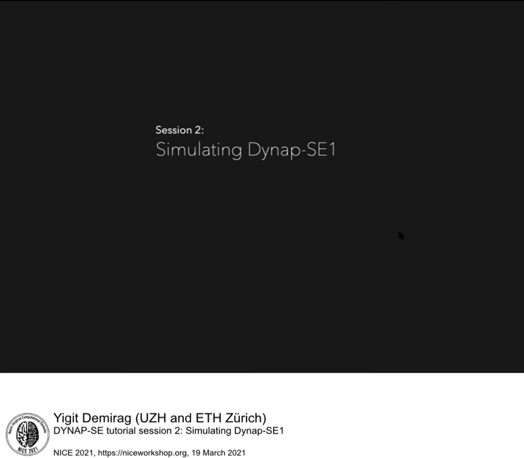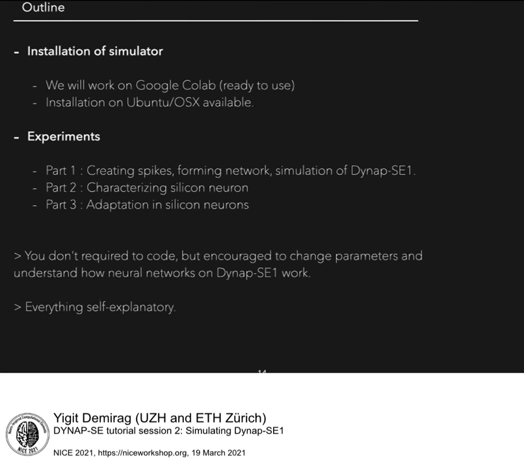In the second part, from now on, we are going to use the simulator of Dynapse C1. For the installation of the simulator, you don't have to install anything. Everything will work on Google Colab on the cloud. It's ready to use. The only thing you're required to have is basically a Google account, Gmail is fine, or Google Drive is fine, and an internet browser. So you're not going to install anything.